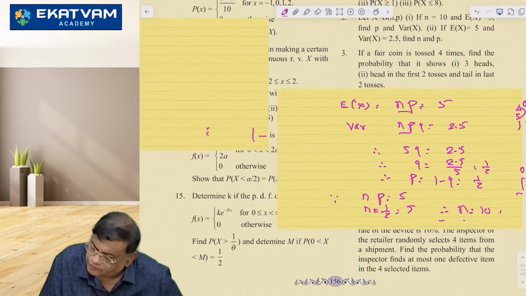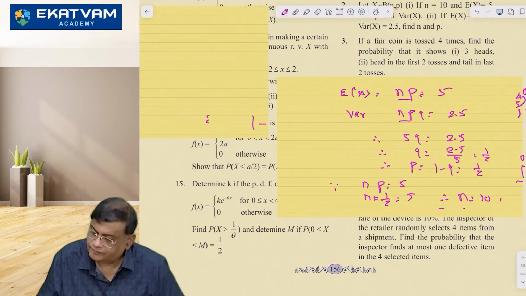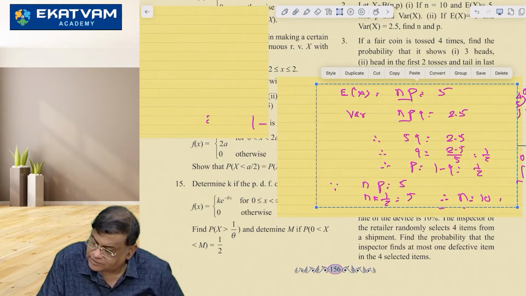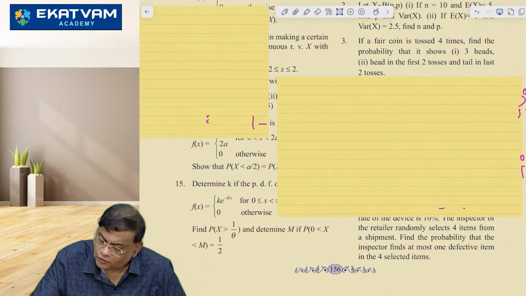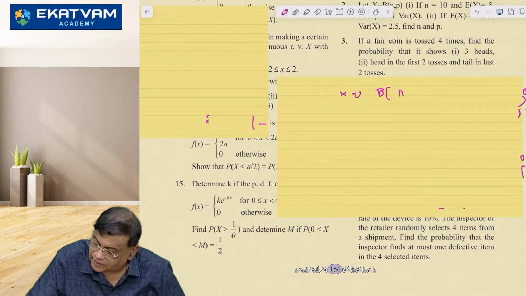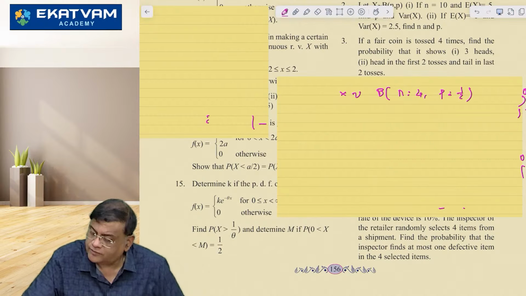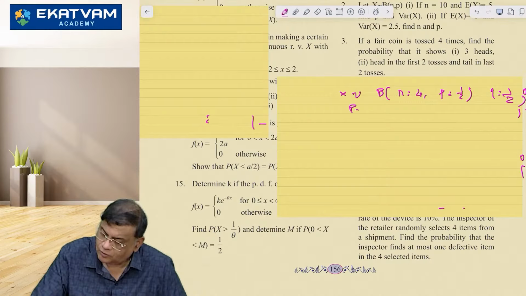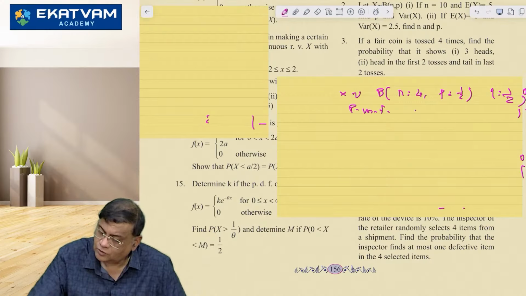Coin is tossed 4 times. What does it mean? Coin is tossed 4 times. What does that mean? N is 4. So x follows binomial with n is 4. P is half because probability of head is half. By the way, q is half. Then PMF लिखो. नहीं लिखेंगे तो 1 मार्क गया.